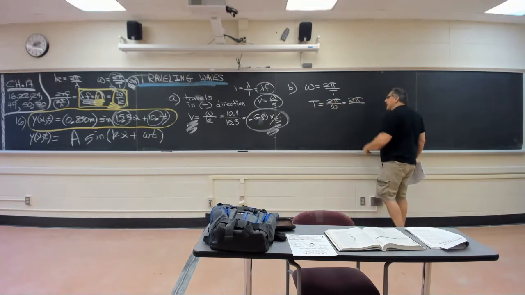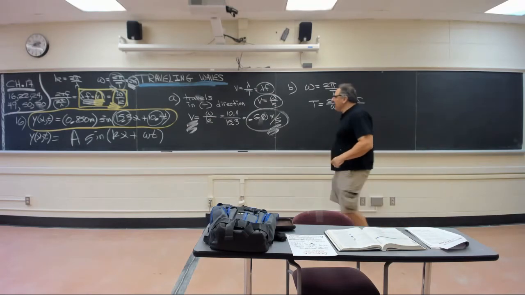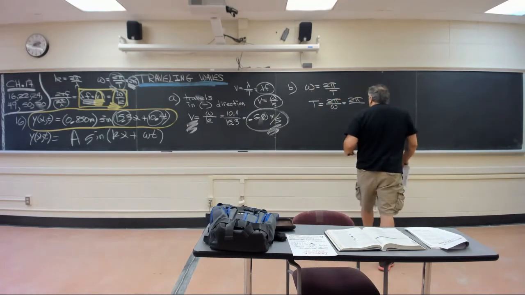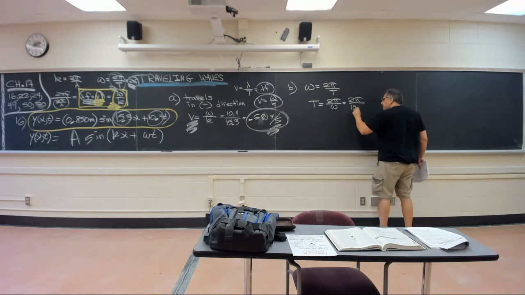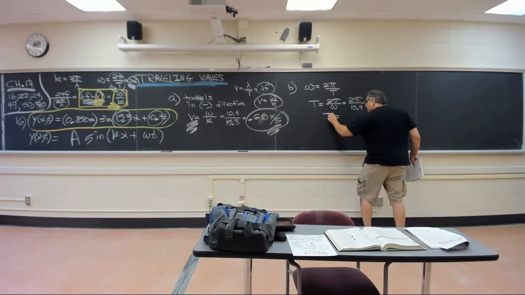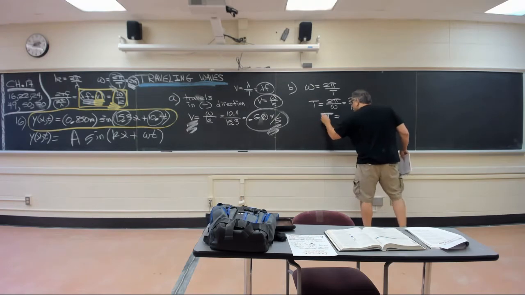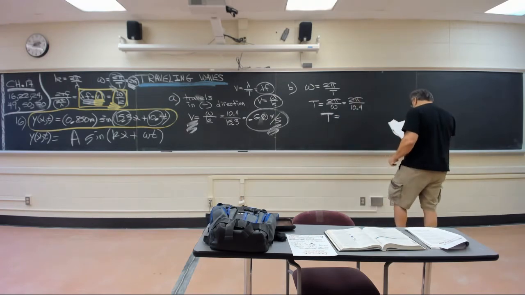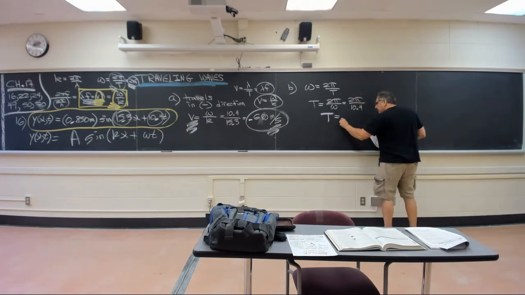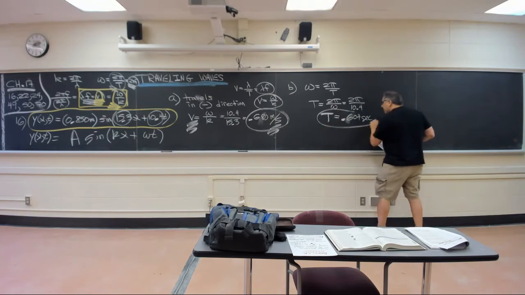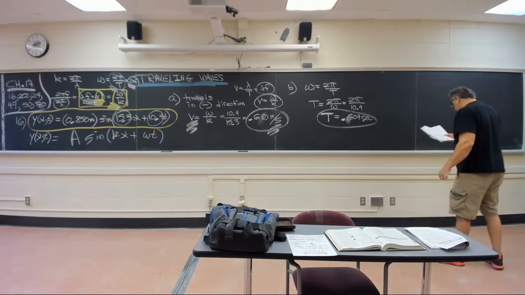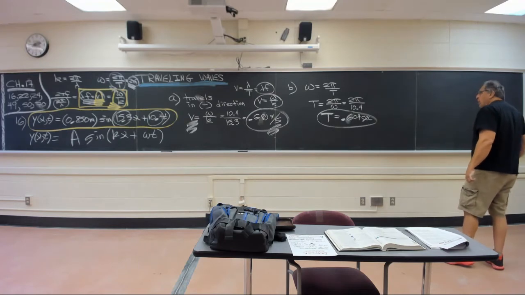There's a number of ways you can do this. What did we say omega was again? Omega was 10.4. So the period is 0.604 seconds. Yeah, absolutely. What about the wavelength?